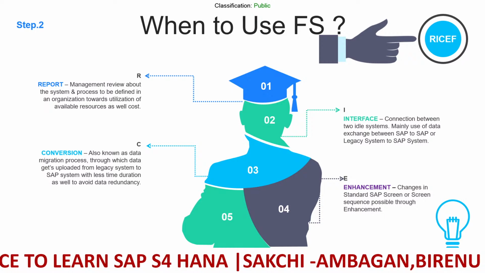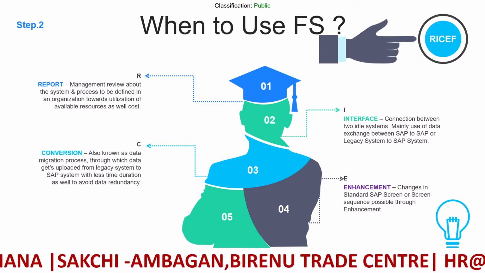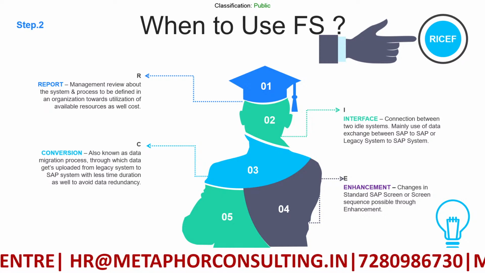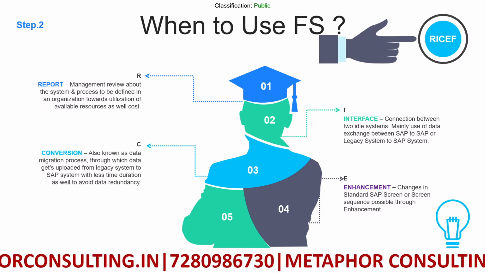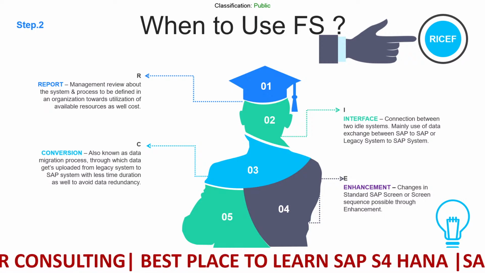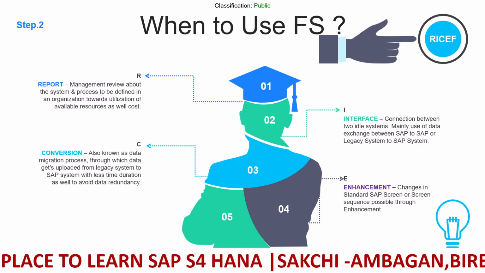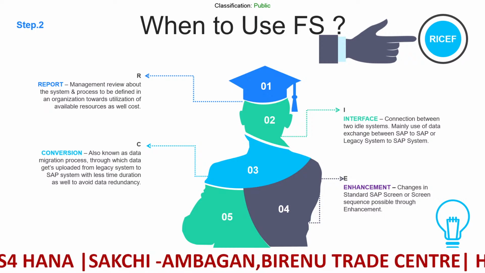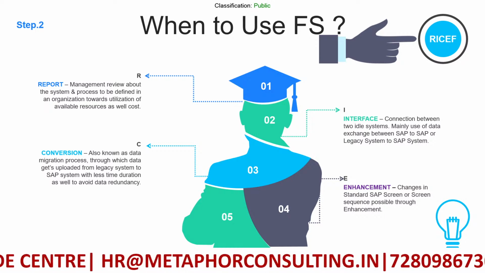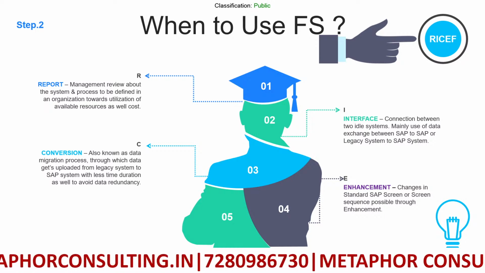I'm just giving you a small example. Whenever we create a purchase order using the ME21 transaction code, we have standard facilities available through which we are saving the records. But some organizations say that in this purchase order they need to capture a few more pieces of information. So how do we capture a few more informations?